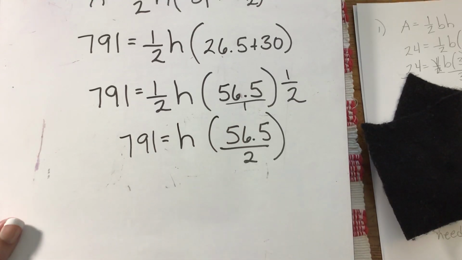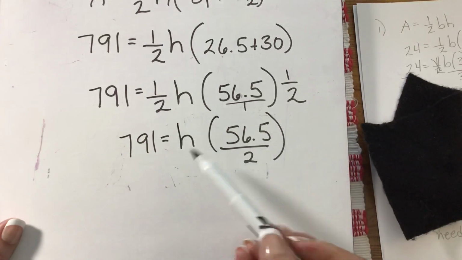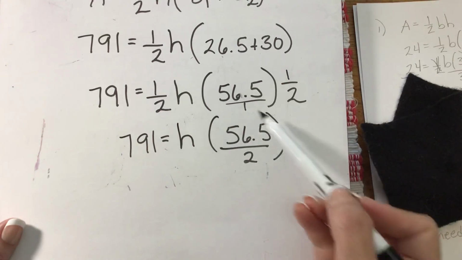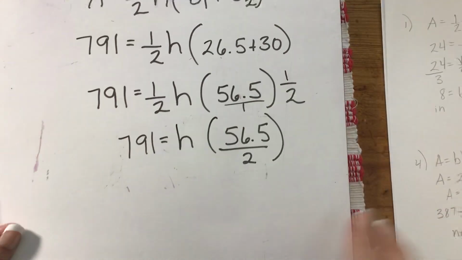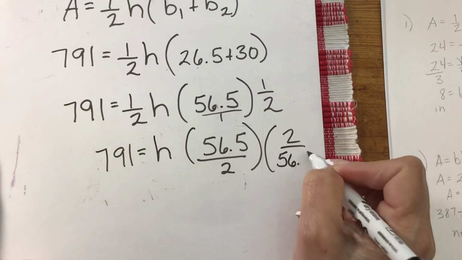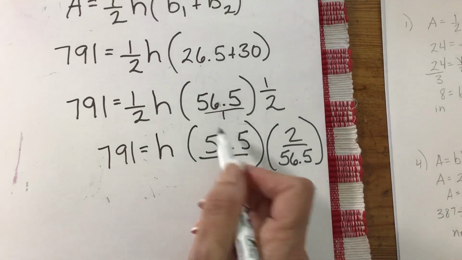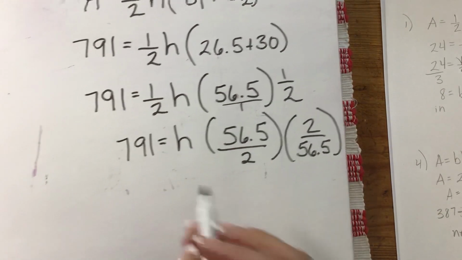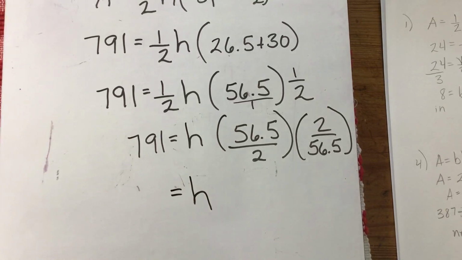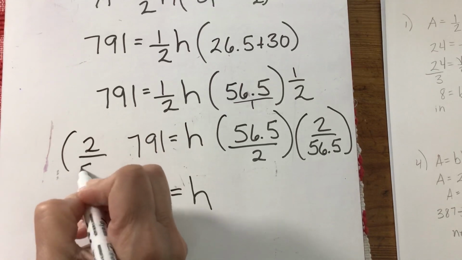But similar to the one that we just did, I want to get rid of that 56.5 over 2, and I want the H all by itself. Well, this is a division problem. Yeah, it's H times, but within the parentheses, it's a division problem. I want to do the opposite operation, so I'm going to simply multiply by the reciprocal. Remember, reciprocal is when you flip the numbers over. They cancel each other out. So you're going to end up with just H on this side. But remember, whatever you do to one side, you got to do to the other side. So I'm going to do the same thing over here.